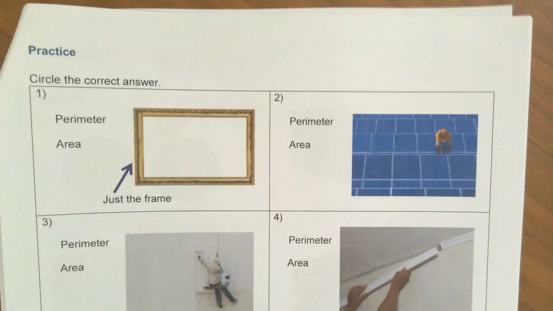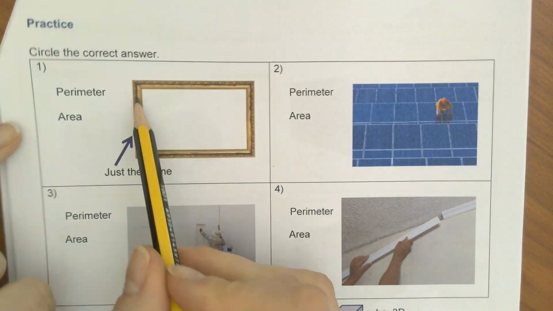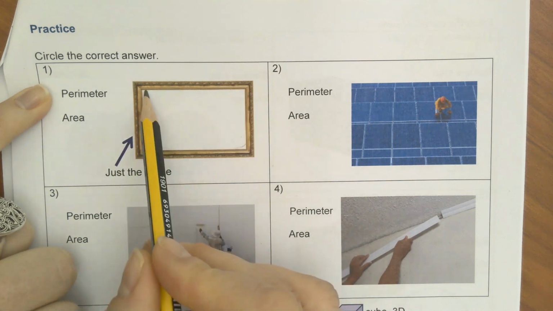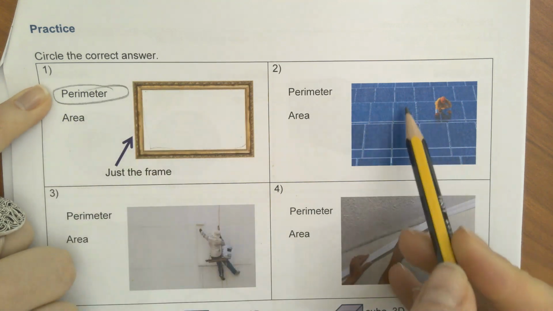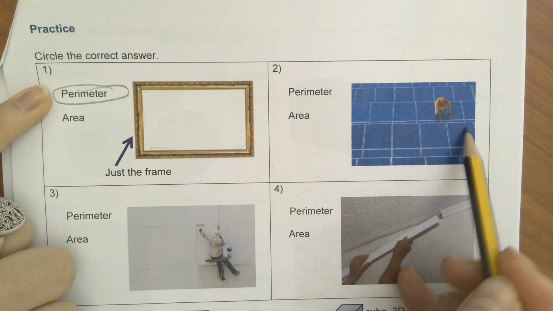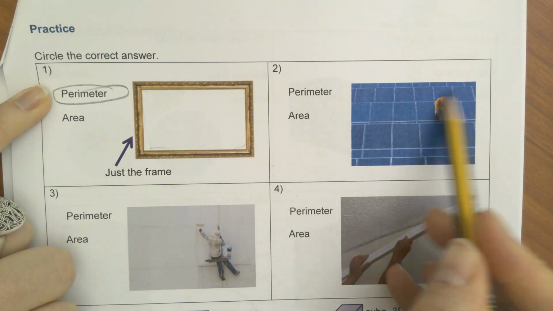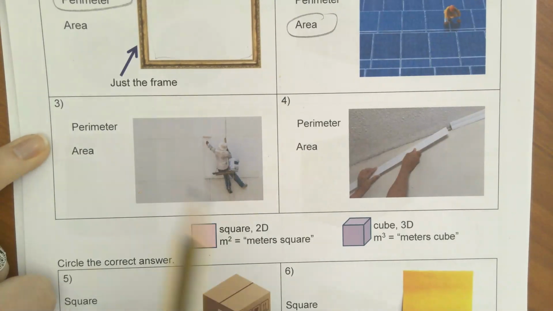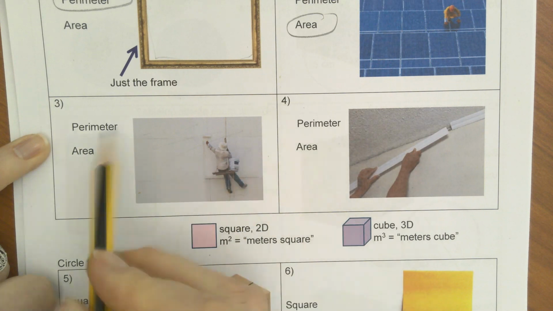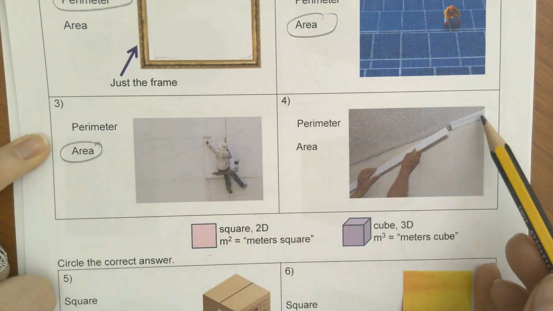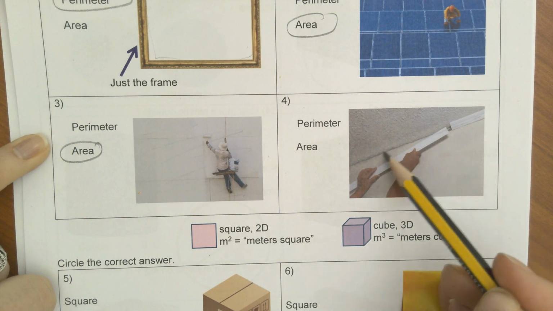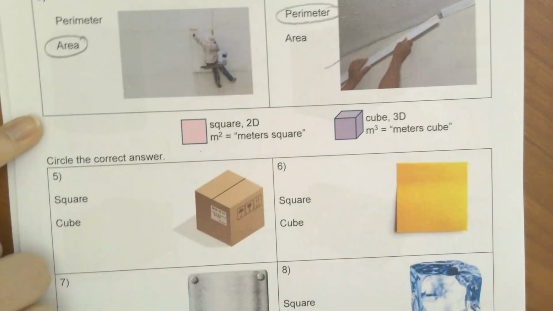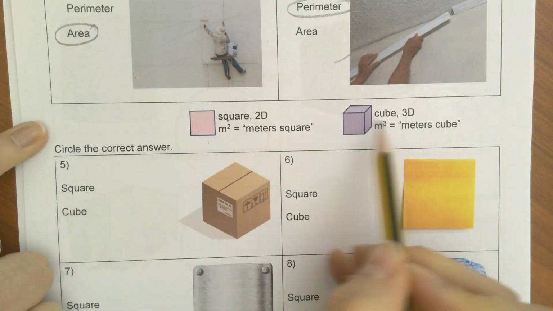So if I look here, circle the correct answer. So if I'm talking just about the frame, that's just the outside. So that's the perimeter. Here, these are solar panels, and they cover a whole area. They cover space like ceramic tiles, so it's area. Here he's painting a wall, so he's painting everything. That's like area. In this house, they're putting trim, this stuff all around the edge of the room. That's just perimeter.